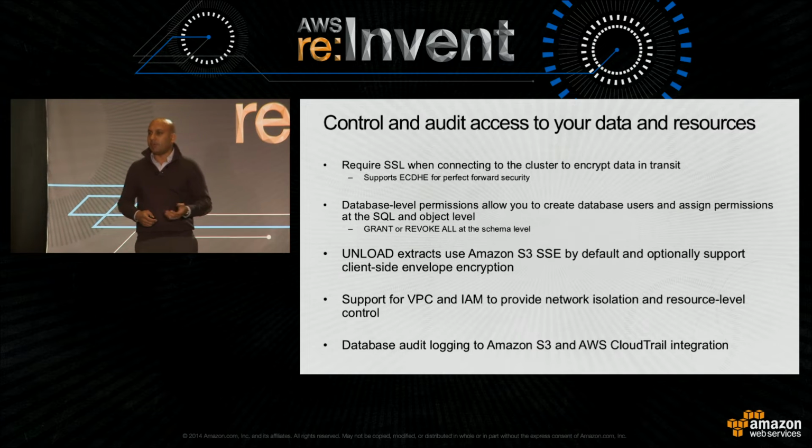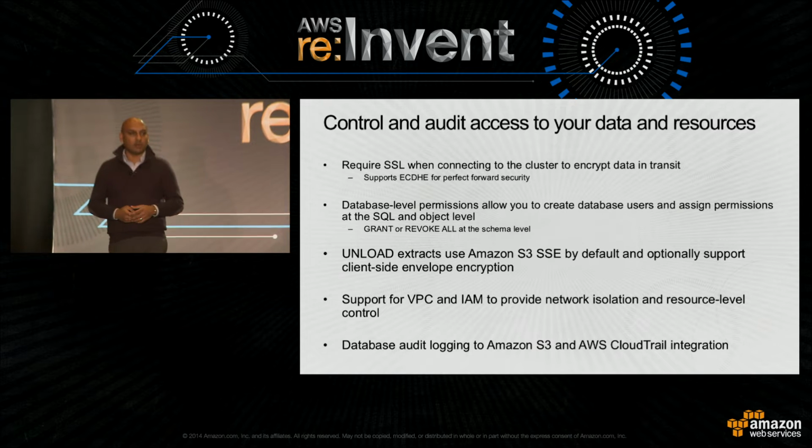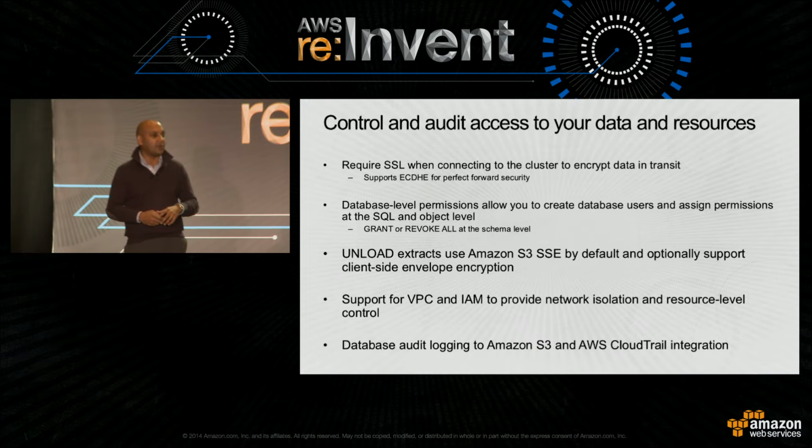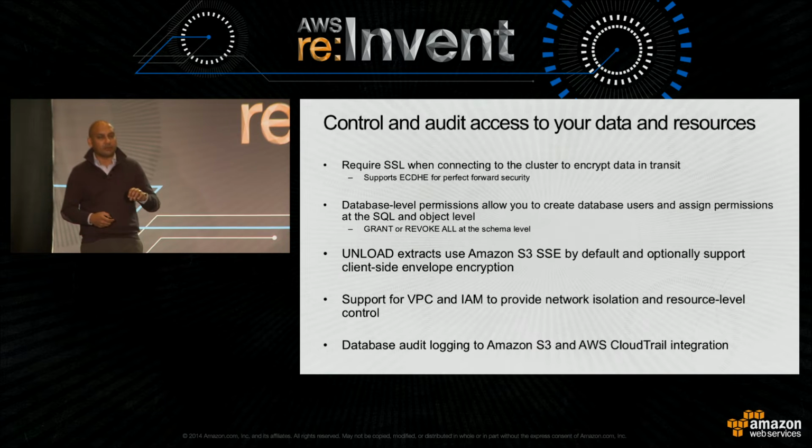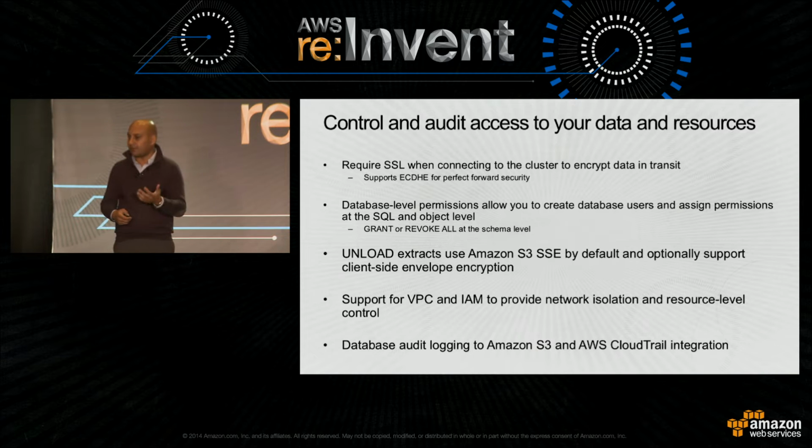And then we integrate with VPC, which, as I'm sure all of you are familiar with, is our virtual private cloud, so you can isolate the cluster and connect it to your on-premise resources over VPN. We also integrate with IAM at the resource level, so you can control who can take what action, like provisioning a cluster, creating a backup, resizing a cluster. And that's all available and auditable through CloudTrail, which is our API logging and auditing service.